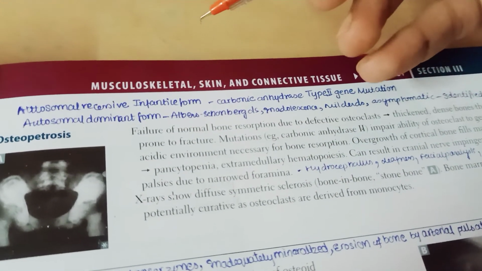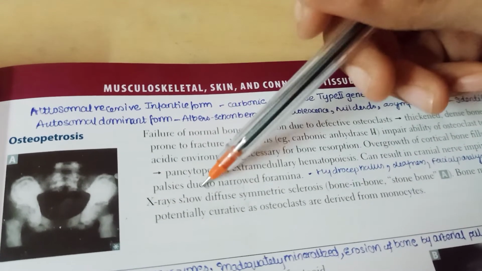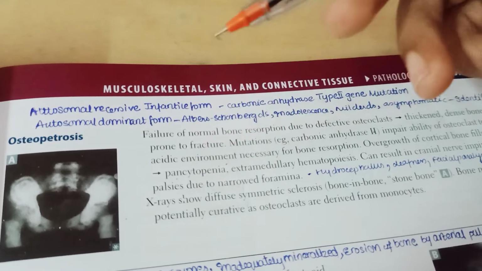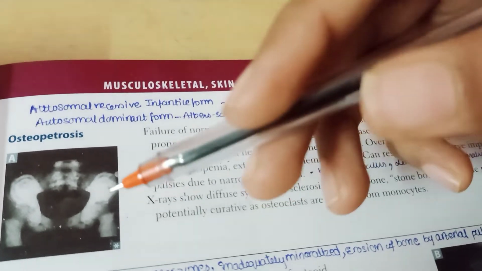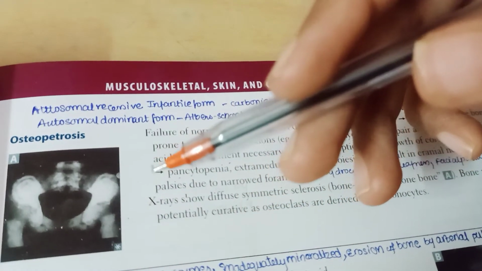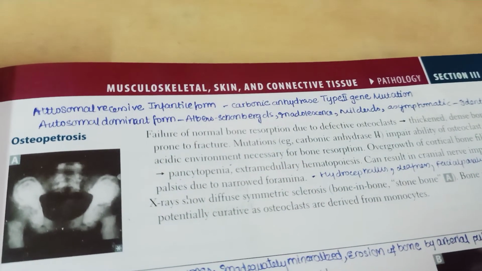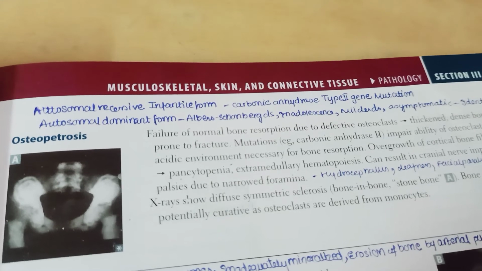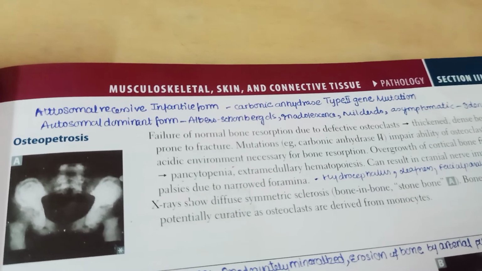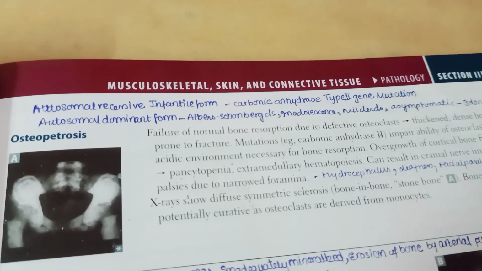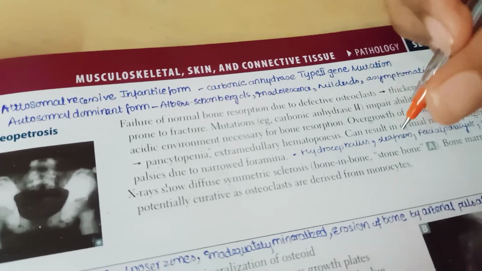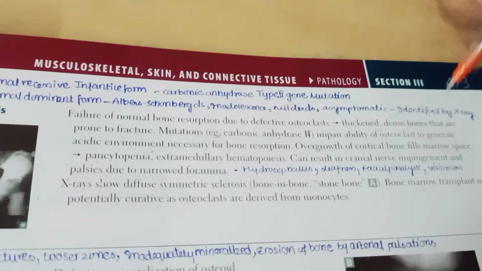So coming to this osteopetrosis, as there is more bone growth, the blood cells can't form, which will lead to pancytopenia. All the blood cells are decreased, and that will lead to extramedullary hematopoiesis, because here the whole bone is filled with bone and there's no place for hematopoiesis. So the spleen or liver may start producing blood cells, and they will be nucleated because they are extramedullary, and this can result in cranial nerve impingement.